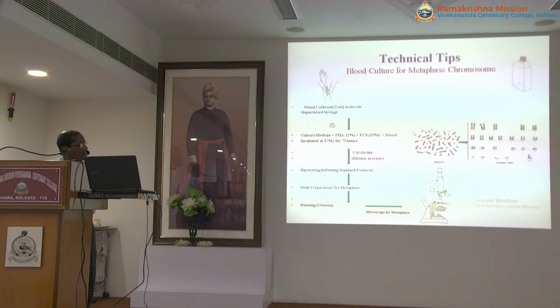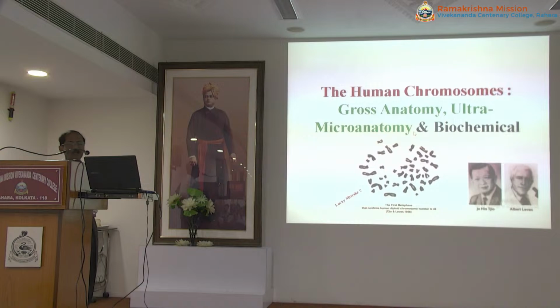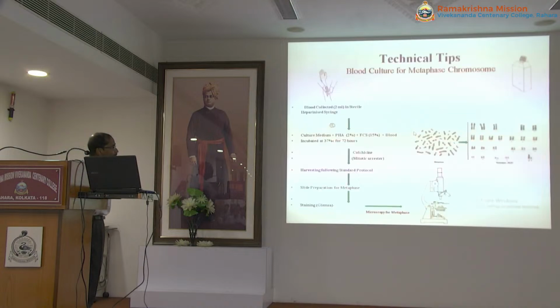We put Phyto. And for division, we need some hormone, which is supported by fetal calf serum. With this mixture, we put them at 37 degrees centigrade for 72 hours and harvest following the protocol. We get this metaphase and we see it under the microscope.